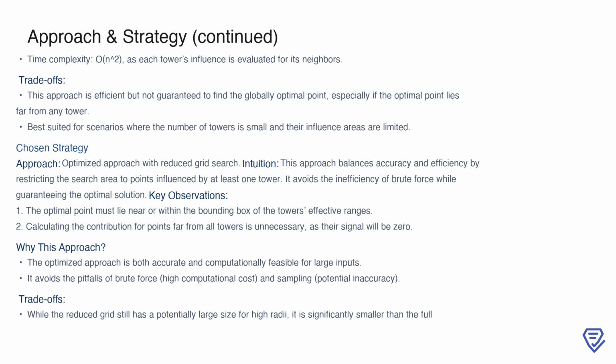This approach is particularly fast, with a time complexity of n², because we only evaluate a small subset of points. However, it comes with the trade-off of not guaranteeing the globally optimal solution, especially in cases where the best point lies far from any tower. This makes the sampling approach suitable for instances with a small number of towers and limited coverage areas.